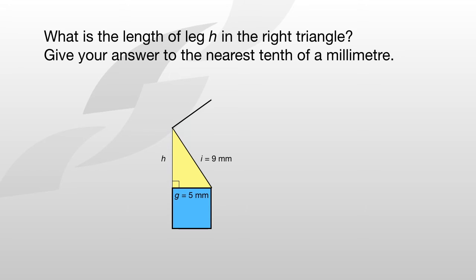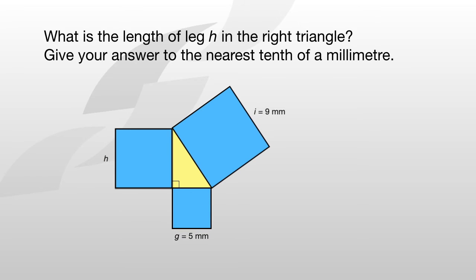Geometrically, we can draw squares on each side of the triangle. To find the missing length, we first need to find the missing area. The area of the square on side G is 5 squared, or 25 square millimeters. The area of the square on side I is 9 squared, or 81 square millimeters. The missing area is attached to one of the legs.